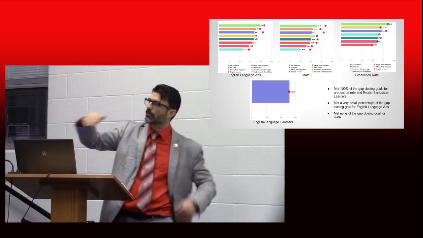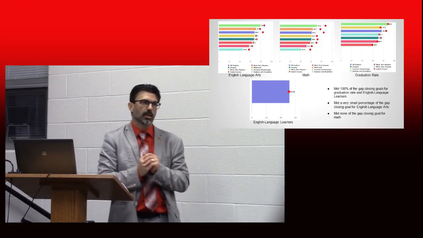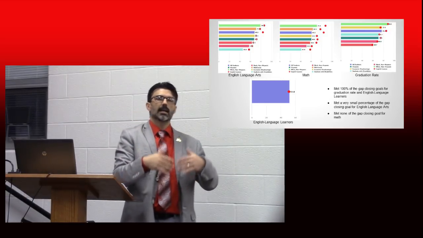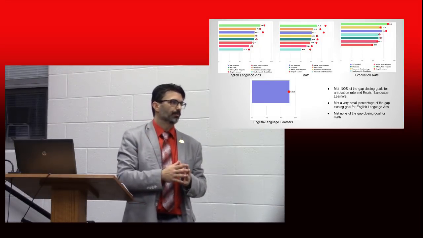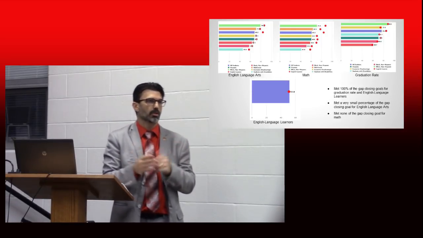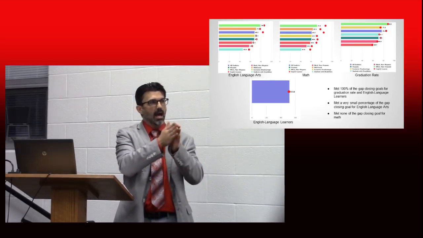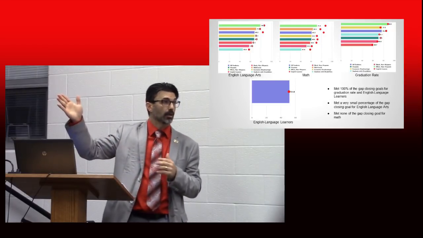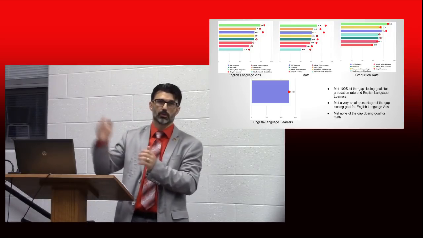The bottom graph, the big purple bar, that is for the progress of English language learners. Now, students for whom English is not their first language, they take a language proficiency test each year. And they fall into a language proficiency category based on their performance on that test. So what this component measures is how much are those kids progressing from year to year. And we met that goal. Okay. So 100% of the gap closing goal was met for those 2 areas.